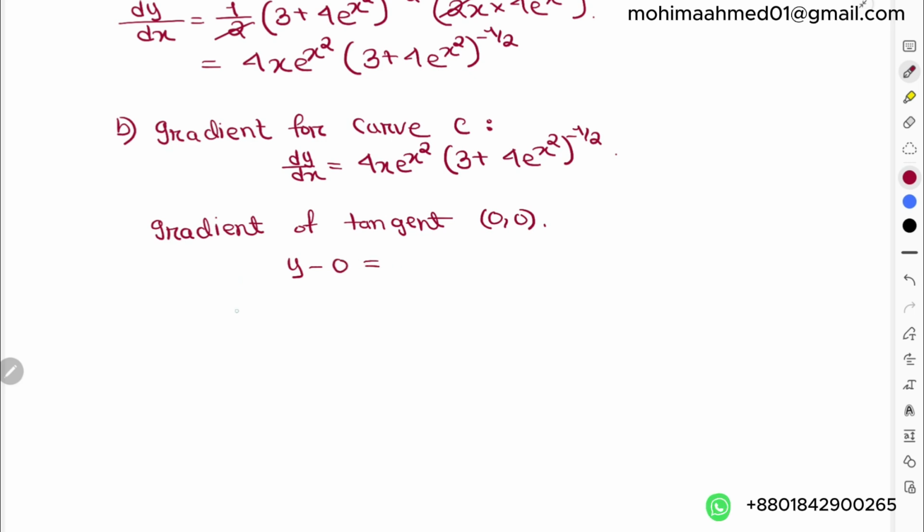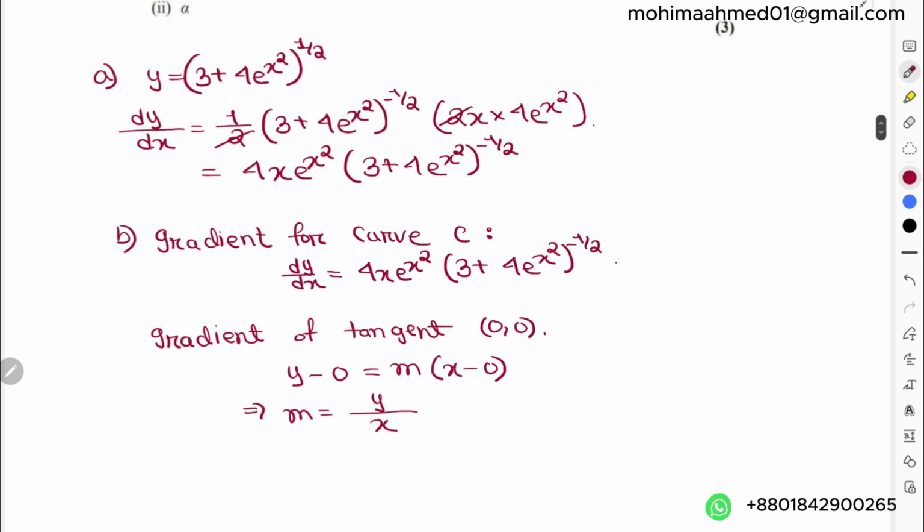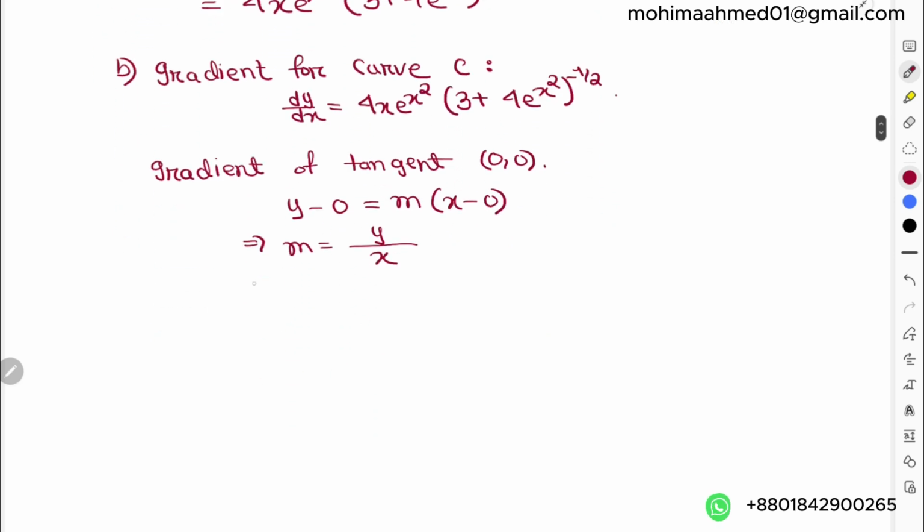y minus 0 equals the gradient, whatever the value for the gradient that you get, times x minus 0. If you rearrange this equation, m becomes y over x. What was the value for y? The value for y was this one. So you can write that the gradient for the tangent is actually equal to (3 + 4e^(x²))^(1/2) divided by x, right?